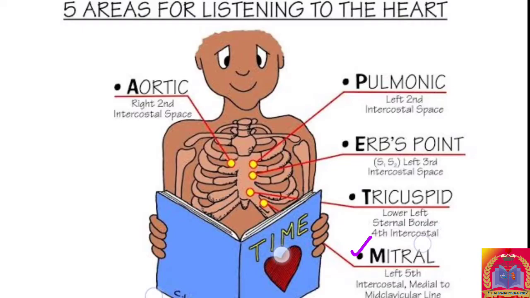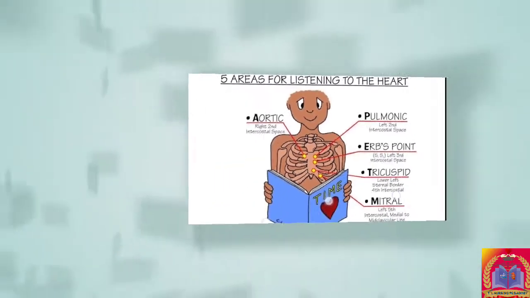So friends, there may be questions from this also, where we have to find the area for Erb's point, or the tricuspid, or the mitral, or the pulmonic, or the aortic. So the answer should be the locations. And there may be a question from that: S1 and S2 are best heard at which point? The answer is Erb's point. If they are asking for the location, then the answer will be the left third intercostal space.